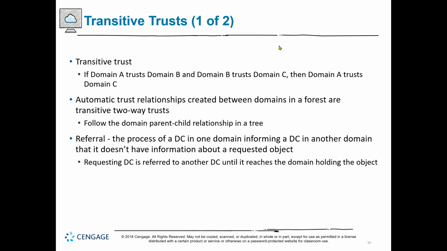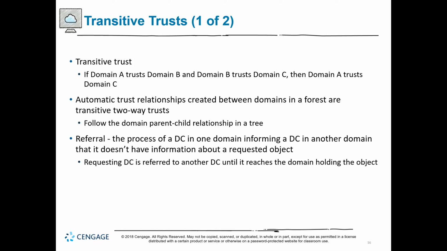Okay, transitive trusts. A transitive trust is if domain A trusts domain B and domain B trusts domain C, then domain A trusts domain C. It's just using transitive properties to infer that domain A trusts domain C. Automatic trust relationships created between domains in a forest are transitive two-way trusts. They follow the domain parent-child relationship in a tree.